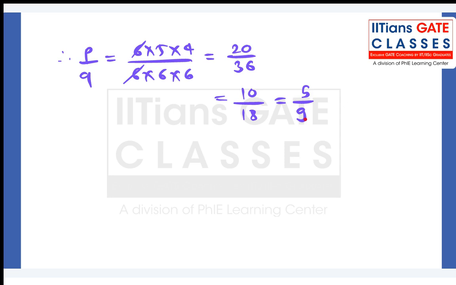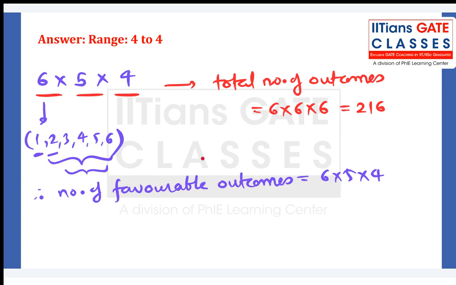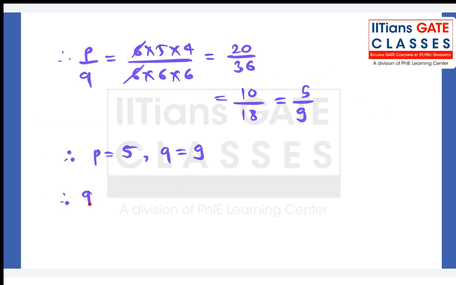And if you look at this, 5 and 9 are co-primes, right? Because 5's factors are 1 and 5, and 9's are 1, 3, 9. So they only have 1 as the common factor. And 1 will be everywhere, because it's a common factor of all the numbers. Therefore, you can say P is 5 and Q is 9. You can't take P as 20 and Q as 36. That is incorrect. So that is the importance of this last piece of information where they mentioned P and Q are co-prime. And what they're asking is Q minus P. So Q minus P will be 9 minus 5, that is just 4. Okay, that is your answer.